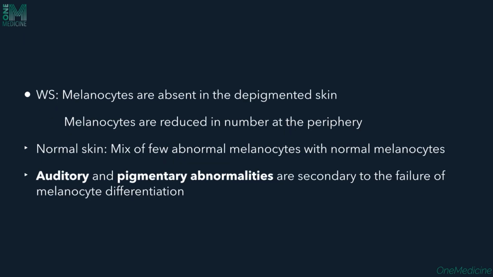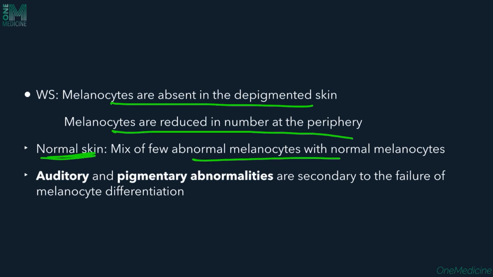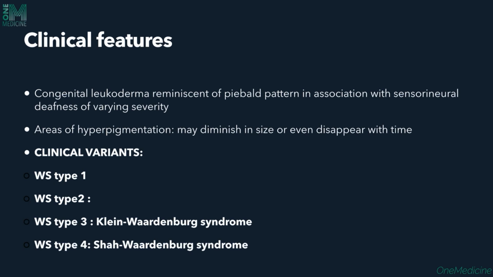There are melanocytes which are absent in the depigmented skin, and melanocytes are reduced in the surrounding periphery. Normal skin will have a mixture of abnormal and normal melanocytes. Auditory and pigmentary deficits are secondary to melanocyte differentiation failure. So melanocytes are important in the inner ear cochlea and also for pigmentation. So both of those would be affected. Clinical features in Waardenburg syndrome: patient will have a piebaldism pattern along with sensorineural hearing loss, and areas of hyperpigmentation may arise and they diminish in size or disappear with time.